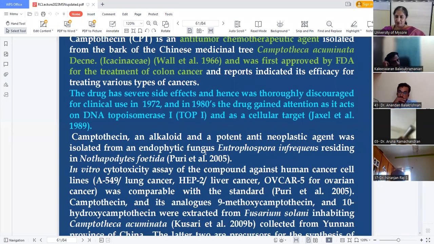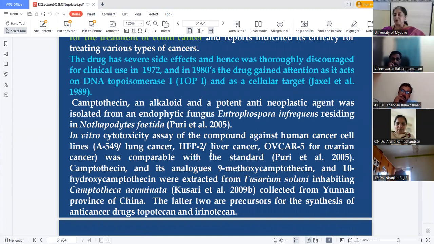So there is a potent alkaloid that is produced by an endophytic fungus isolated from Nothapodytes foetida, another name for Camptotheca acuminata, by Puri et al. in 1975. The producer fungus is Entrophospora infrequens. Okay, and cytotoxicity assays have given good results.